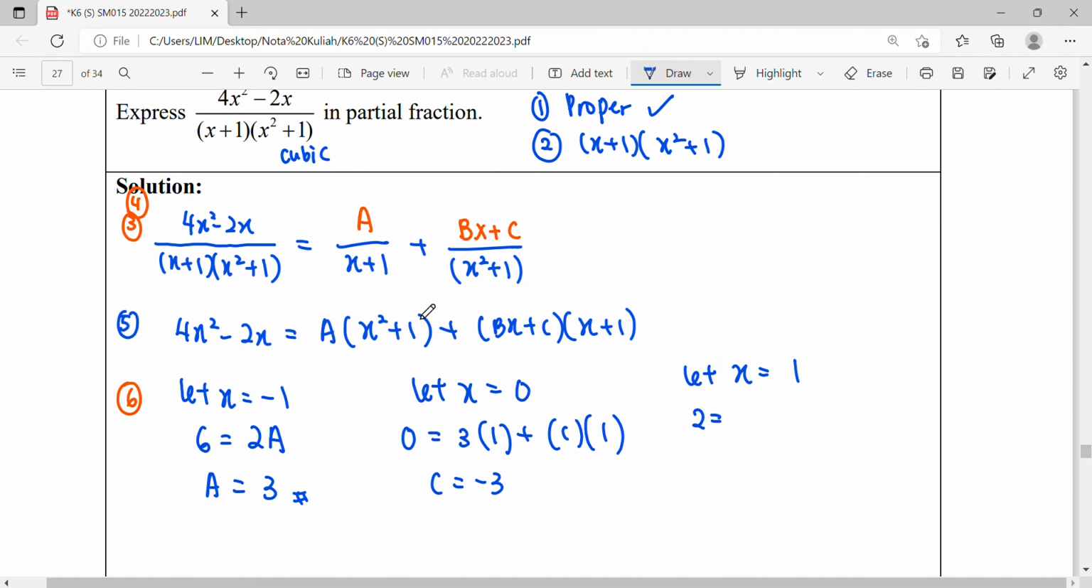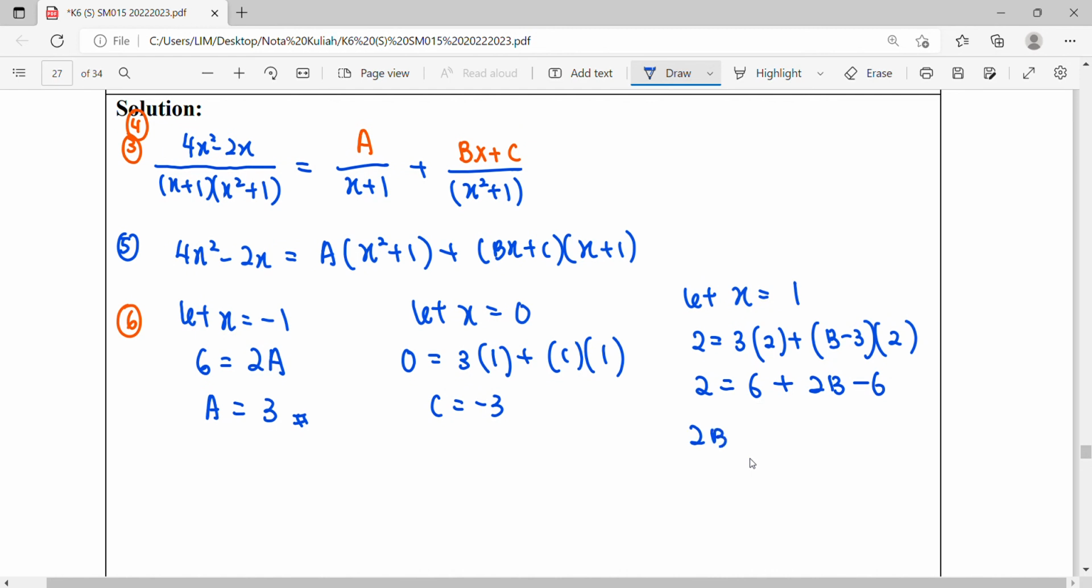Then we substitute a is 3. Then here is 1. Substitute 1 squared plus 1, which is 2. And then b times 1, which is b. c, we have the answer, which is negative 3. And then 1 plus 1, which is 2. So we simplify here to find out what is our b. 6. Expand here. So 2b will equal 2. b equals 1.